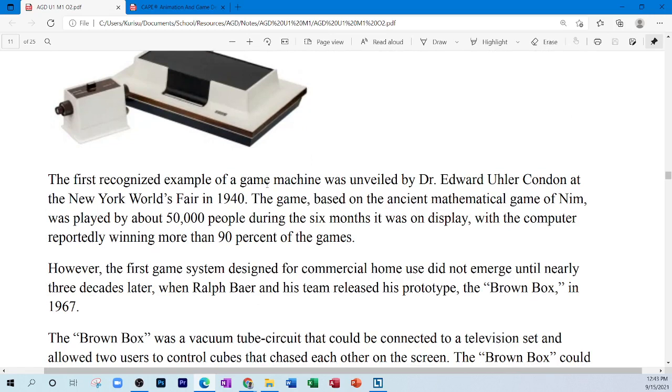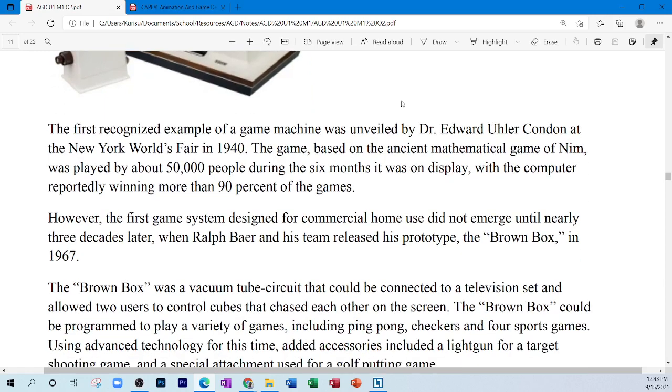The first recognized example of a game machine was unveiled by Dr. Edward Condon at the New York World's Fair in 1940. The game, based on the ancient mathematical game of Nim, was played by about 50,000 people during the 6 months it was on display, with the computer reportedly winning more than 90% of the games. However, the first game system designed for commercial home use did not emerge until nearly 3 decades later, when Ralph Baer and his team released his prototype, the Brown Box, in 1967.